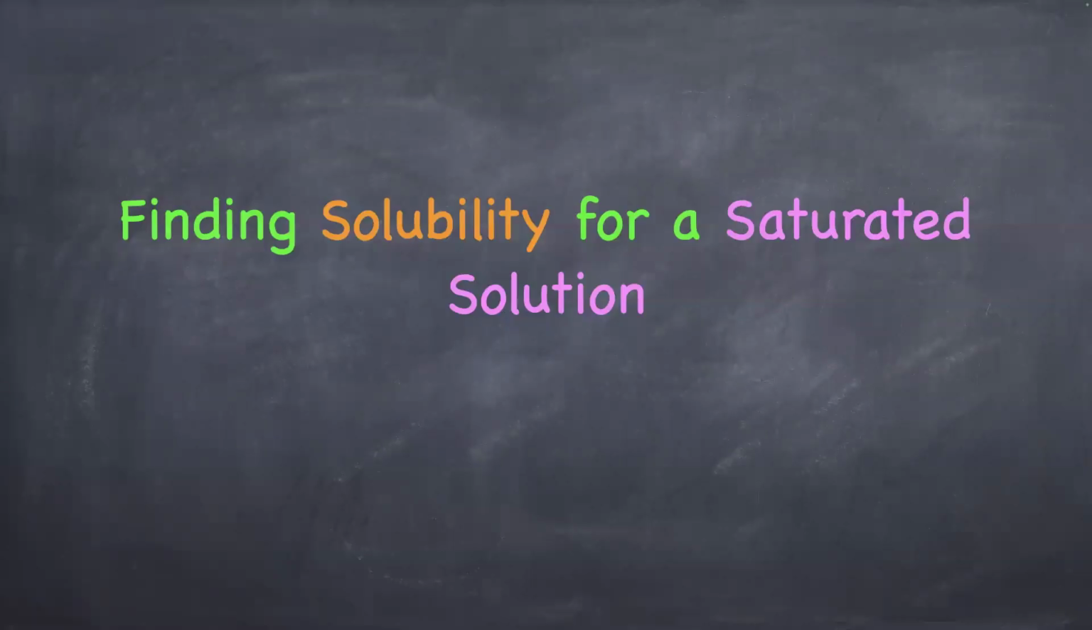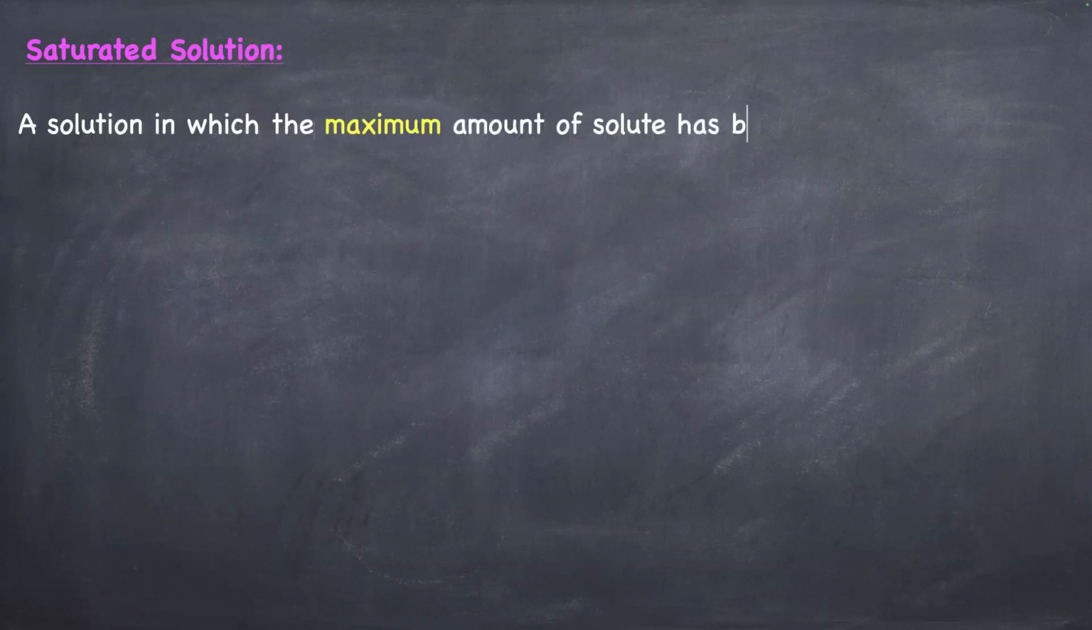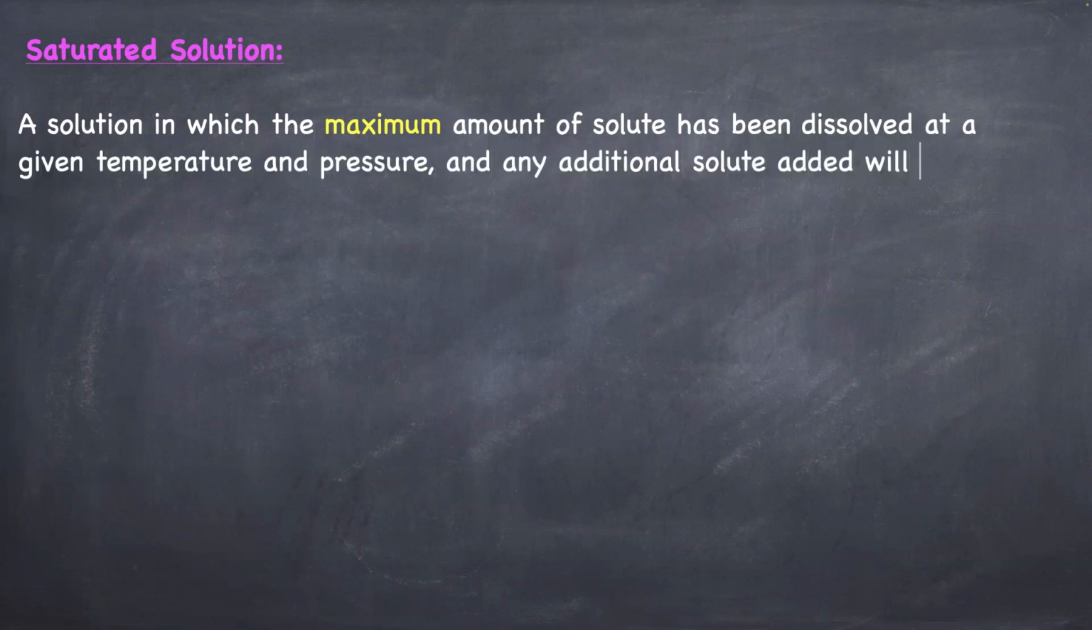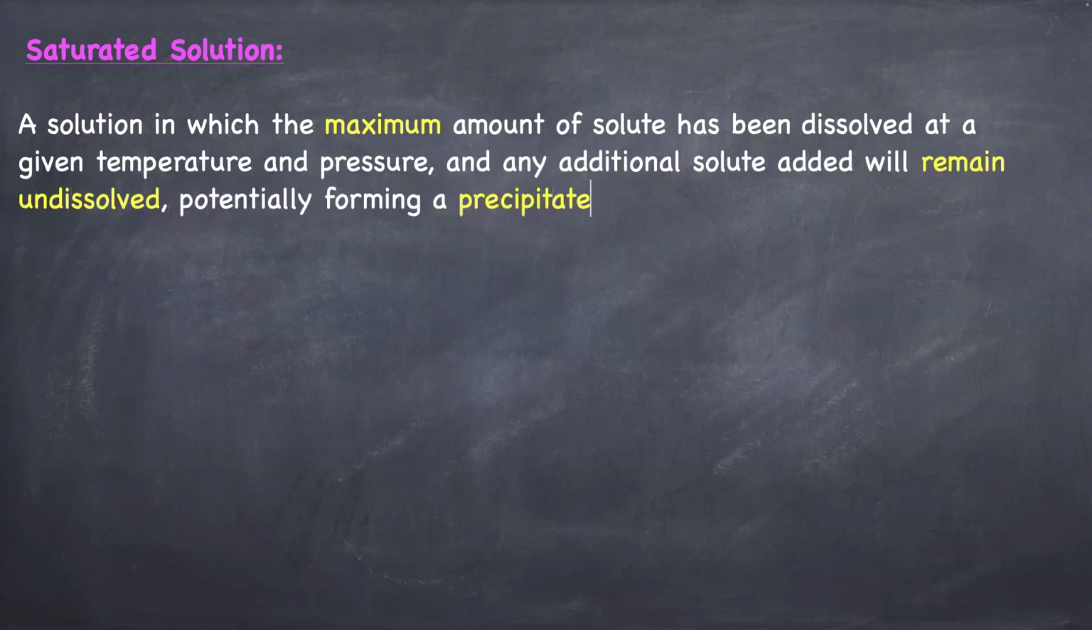Hello, everyone. In this video, we want to talk about what a saturated solution is and how to find the solubility of it. So to do so, we have to introduce what saturated solution means. A saturated solution is a solution in which the maximum amount of solid is dissolved and there's no more room for dissolving any more solid. So if you add any more solid to it, it will start to precipitate.